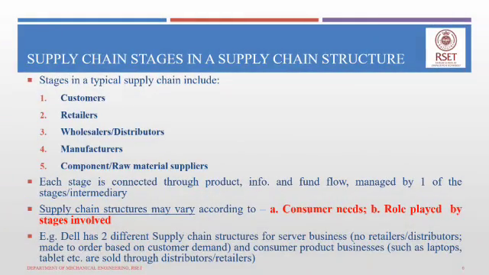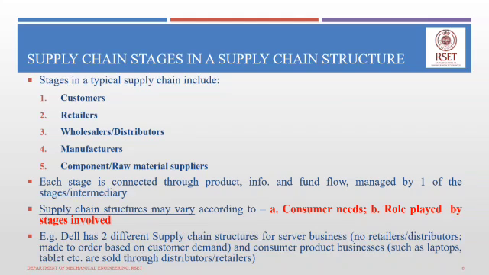So as I discussed in the previous figure, the typical supply chain includes various stages like the customer stage, the retailer stage, the wholesaler or distributor stage, the manufacturer stage, and the raw material or component supplier stage. Now, each stage is connected through product flow, information flow, and fund flow. There are these three different flows which connect each of these stages, and these flows are managed by either of these stages.